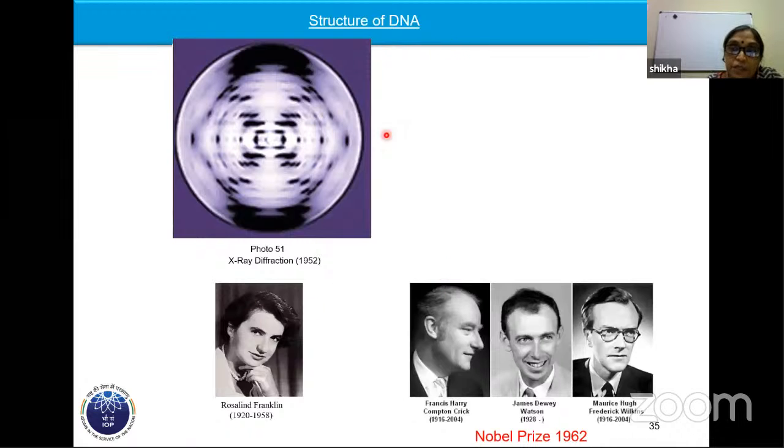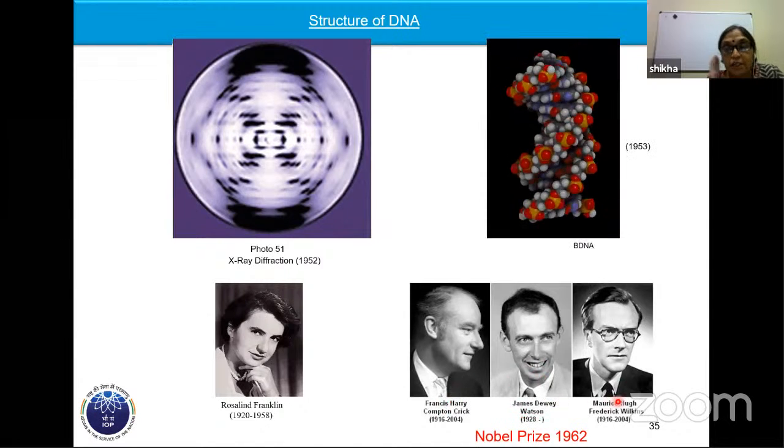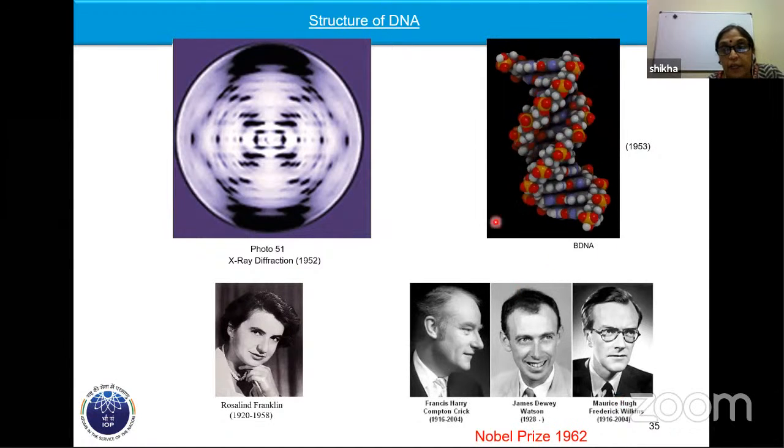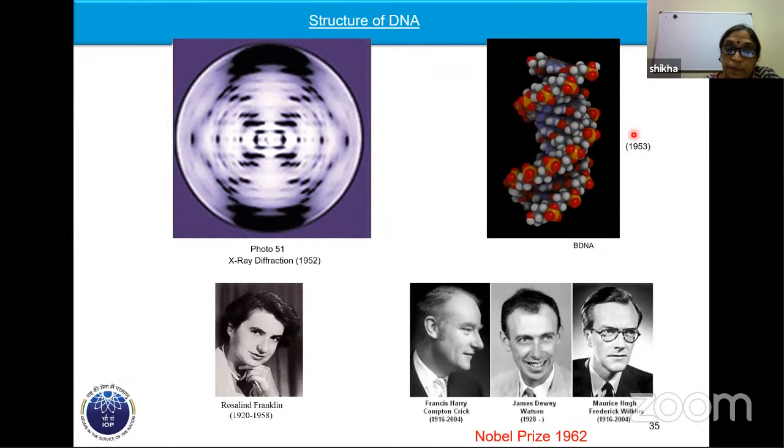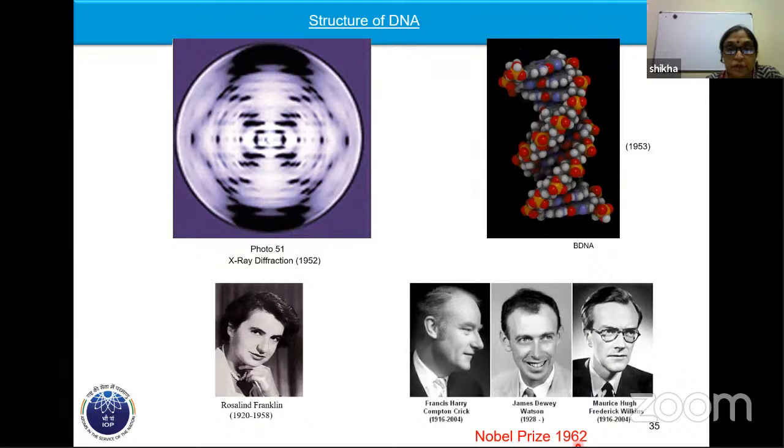So this is a famous XRD figure, which was used to find the structure of DNA. This famous pattern is there. And this photograph called Photo 51 was taken by Rosalind Franklin. Unfortunately, she did not get the Nobel Prize because she had passed away by the time the Nobel Prize was given in 1962 to Watson, Crick, and Wilkins. So this is the structure of DNA. It is called B-DNA, and it was discovered in '53, and the prize was given in '62.